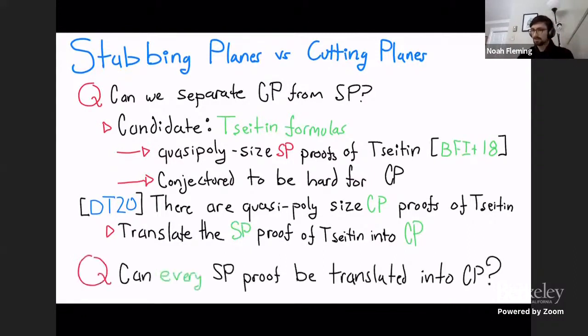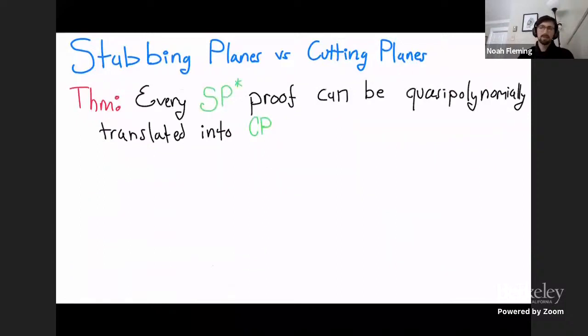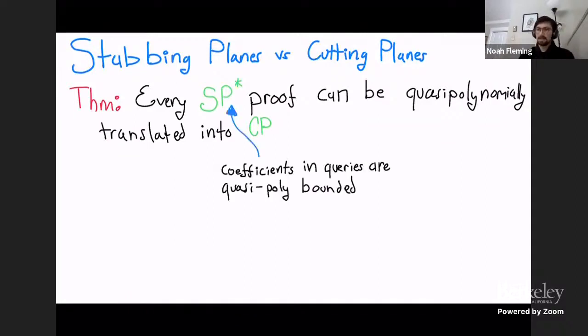All right, so this raises a natural question. Can every stabbing planes proof be translated into cutting planes? So we give a partial answer to this. We show that every stabbing planes star proof, so this is a stabbing planes proof where the coefficients in the queries are quasi-polynomially bounded, so have magnitude at most n to the polylog n, can be quasi-polynomially translated into a cutting planes proof.